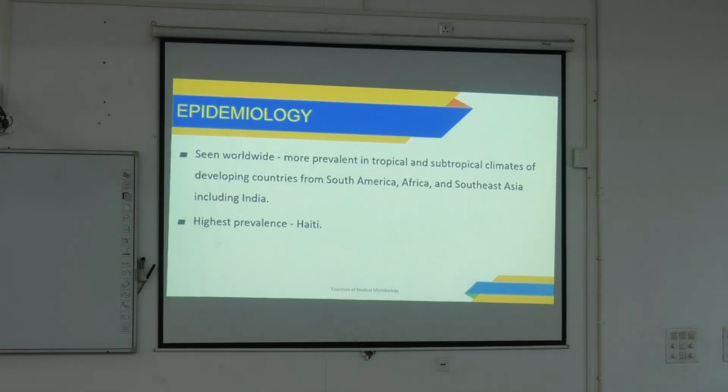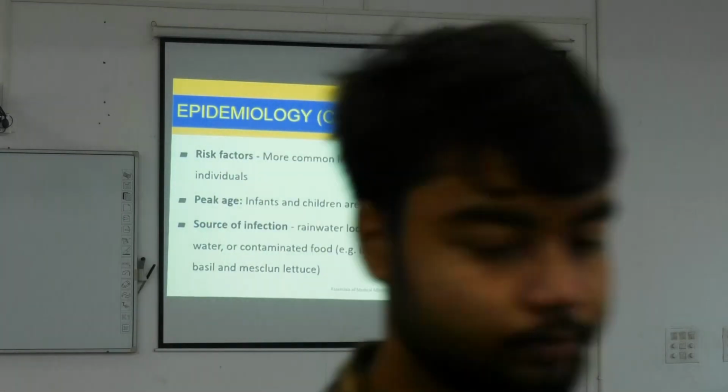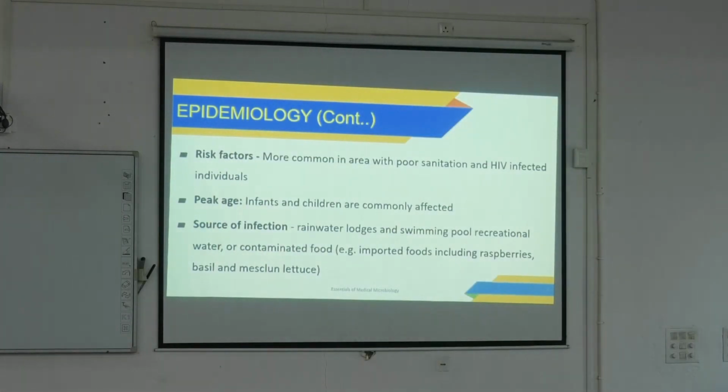Epidemiology: it is seen worldwide, more prevalent in tropical and subtropical climates, developing countries of America, Africa and Southeast Asia including India. Now the risk factor, which is the main important thing: who gets it more? Areas with poor sanitation and HIV infected individuals. Peak age: infants and children are more commonly affected. Source of infection: rainwater, lodges and swimming pools, recreational water, and contaminated foods.